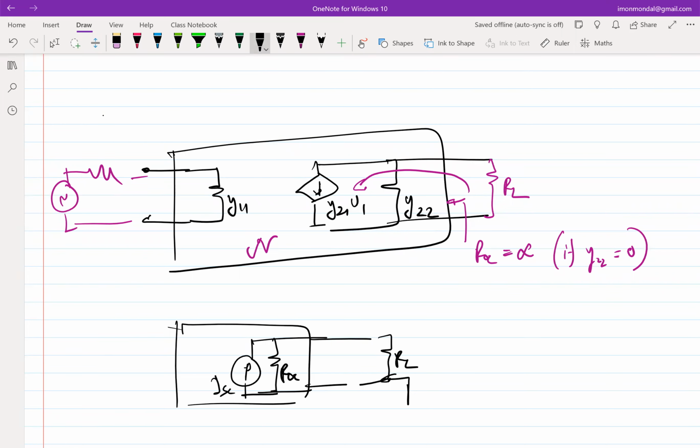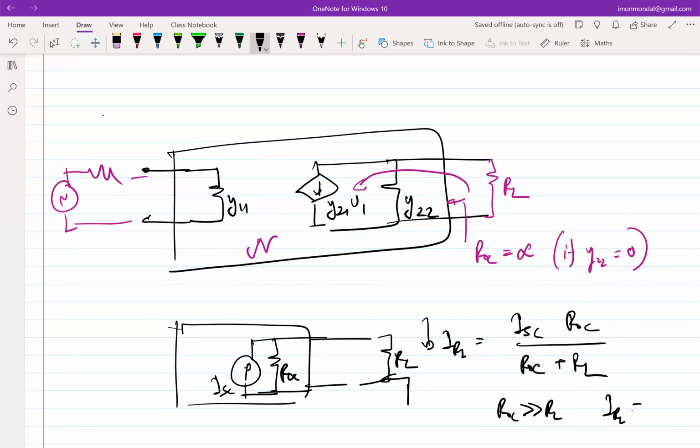So what will be the current flowing into RL? The maximum current that could have flown is I_SC times ROC divided by (ROC + RL). Now, if you can ensure that ROC is much greater than RL, then you can see that your IRL becomes equal to ISC. This is independent of the value of RL. Then it becomes a current source, a good current source.